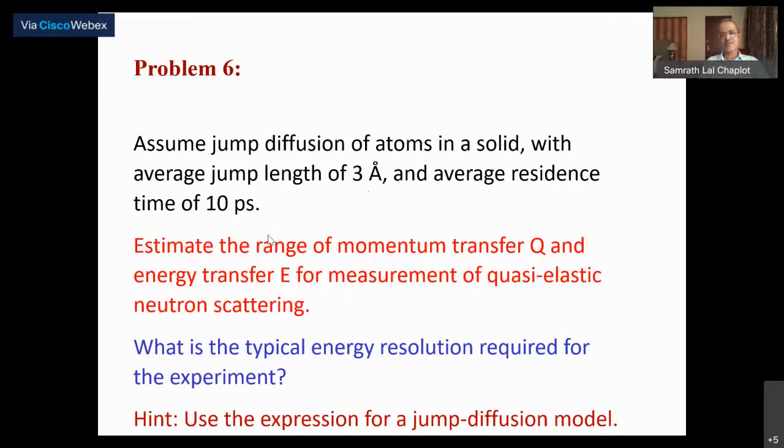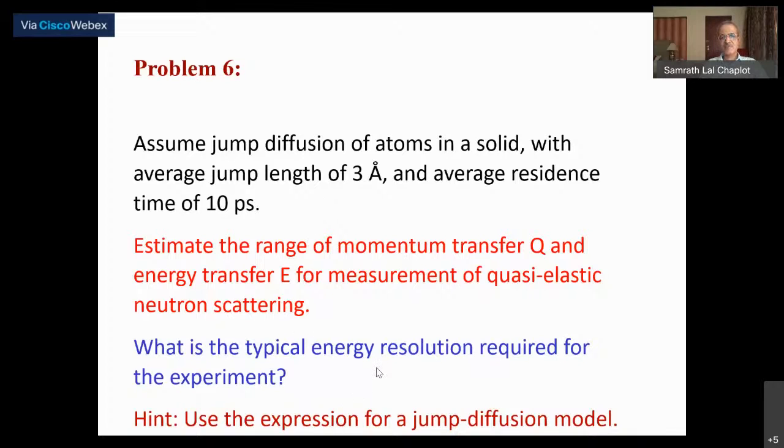So these are the numbers given, and we need to estimate, let us say from our molecular dynamics simulation or from any other method, once I have this information, if I want to do the neutron quasi-elastic scattering experiment, then what is the range of momentum transfer Q and energy transfer E that I should have, and what is the resolution that I need. So if this information is available, how do I plan my neutron scattering experiment?